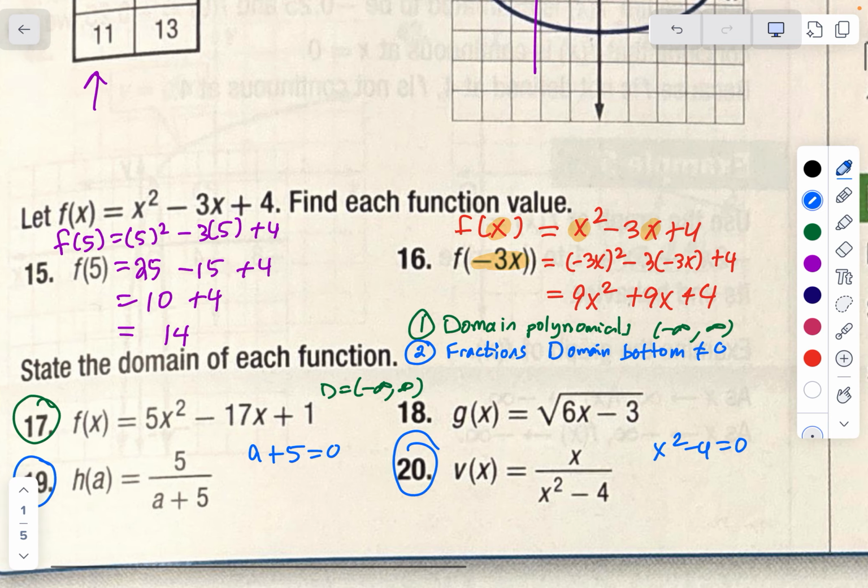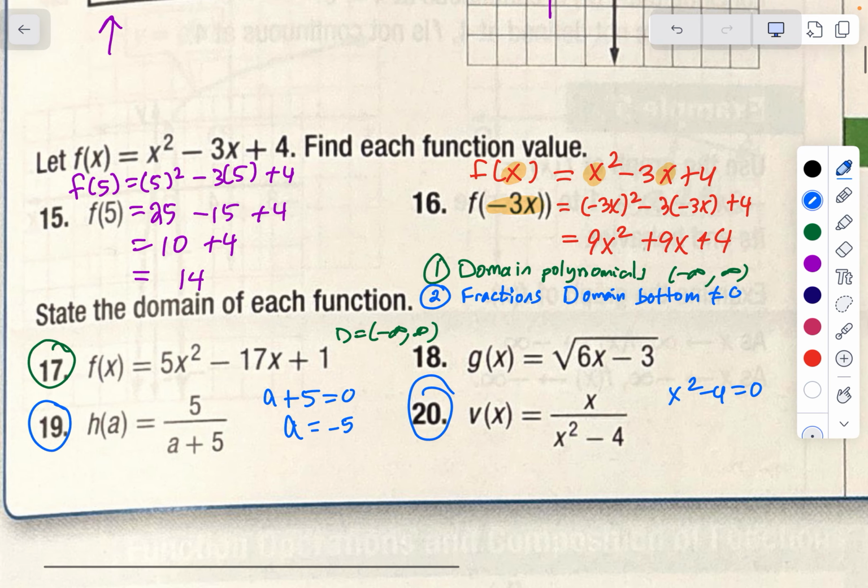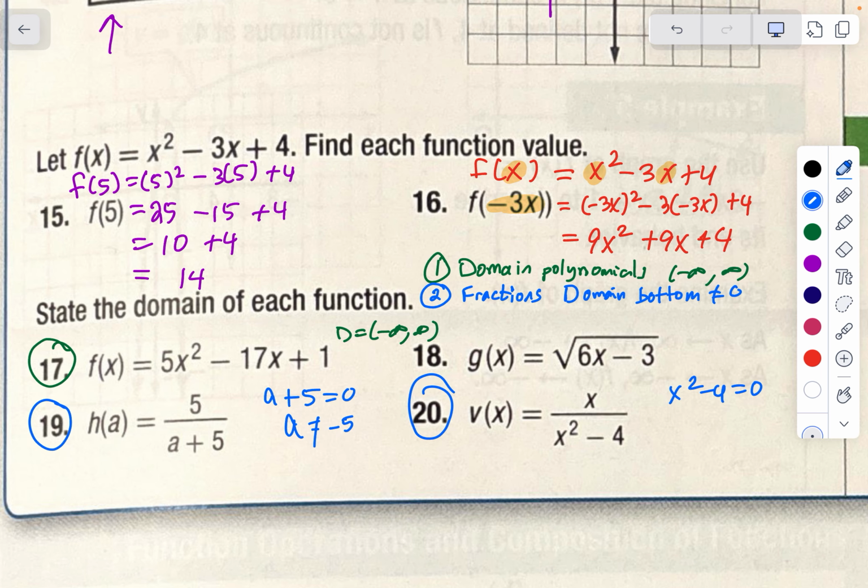Well, a plus 5 equals 0. If we subtract 5, that's at negative 5. So that's the only value we have to skip. For 20, that factors to be x plus 2 and x minus 2. So we cannot be negative 2. We cannot be positive 2.